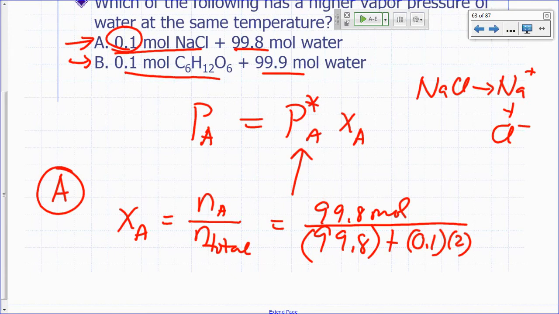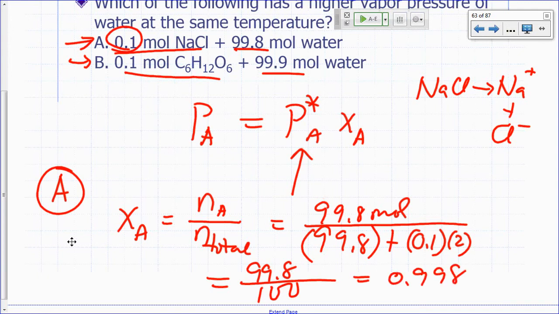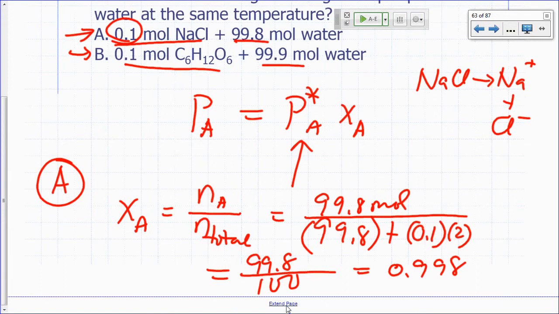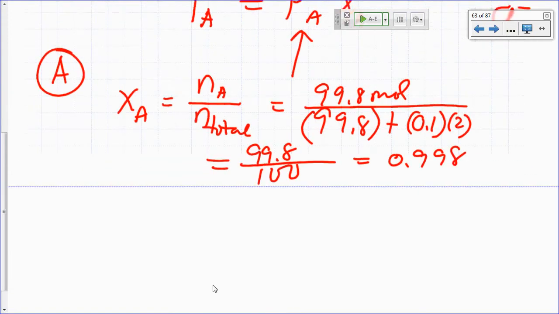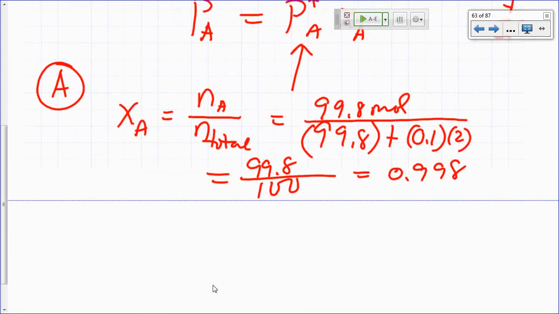So what's the mole fraction of water in this case? So 99.8 divided by, what's my denominator? What's 99.8 plus 0.2? 100. So my mole fraction of water here is 0.998. What about in the second case, in glucose? Mole fraction of water in choice B.